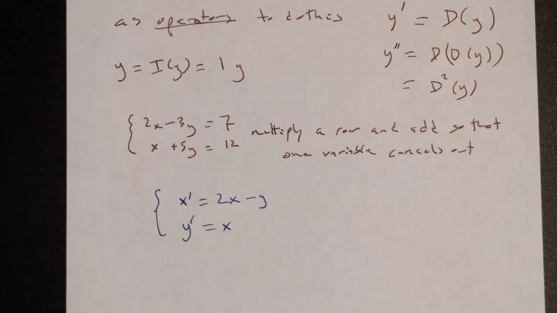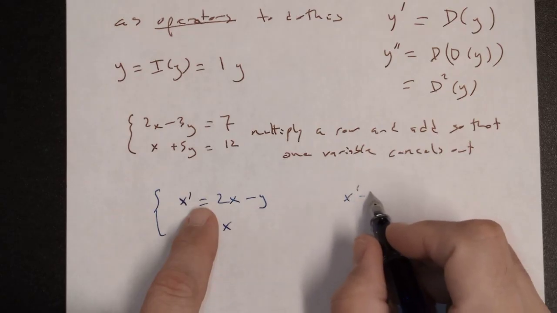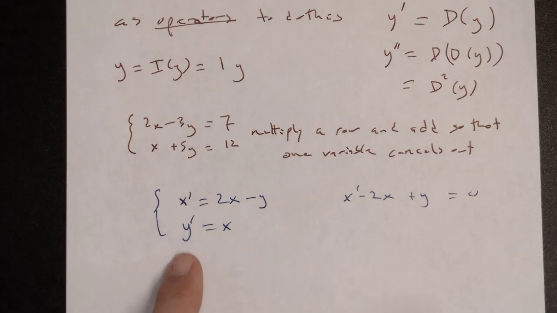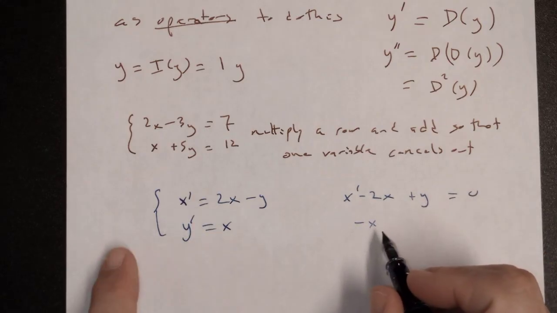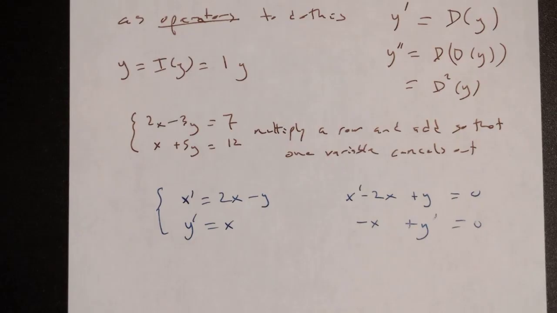So, I want to turn those equations into things that look like the algebra equations above it. So let's put all the variables on one side. And we'll group variables in the same order. So I'm going to think of this first equation as x prime minus 2x plus y equals 0. And then down on here, I'm going to put the minus x at the beginning and then plus y prime equal to 0.